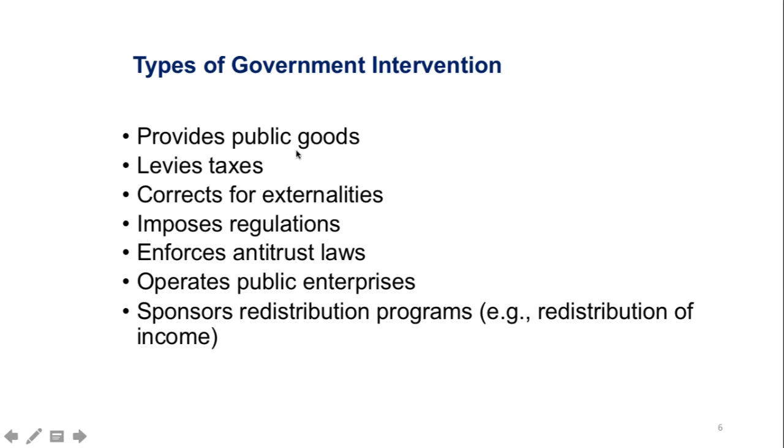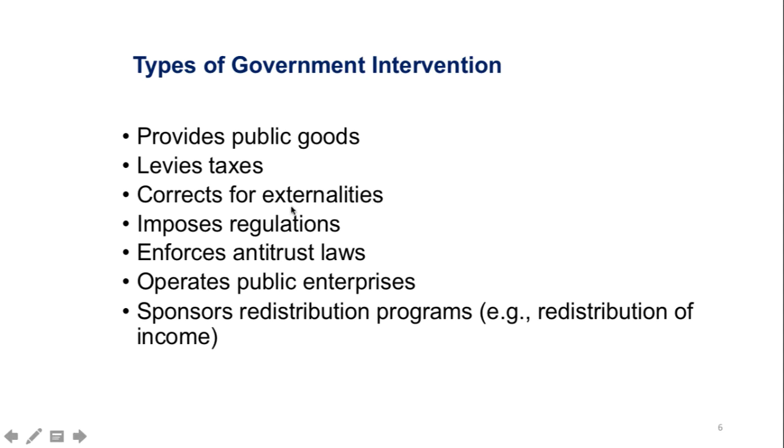The best example for public good would be public defense, and also the environmental protection agency, and etc. Now, the government basically covers the cost of this public good by imposing taxes, and then also the government corrects for externalities.